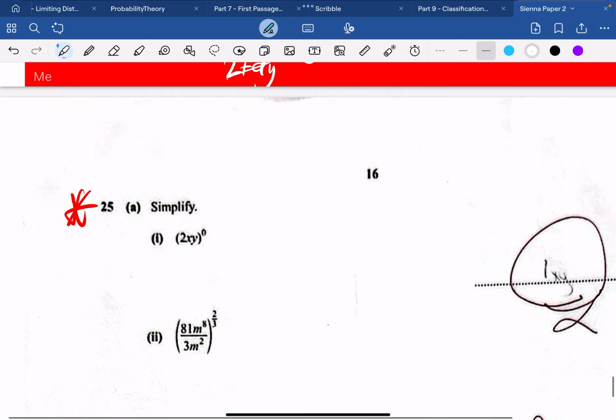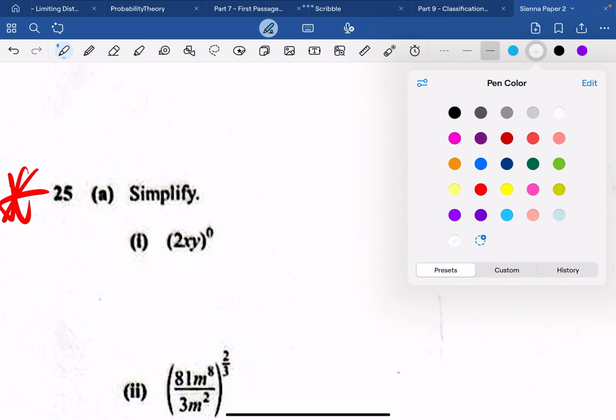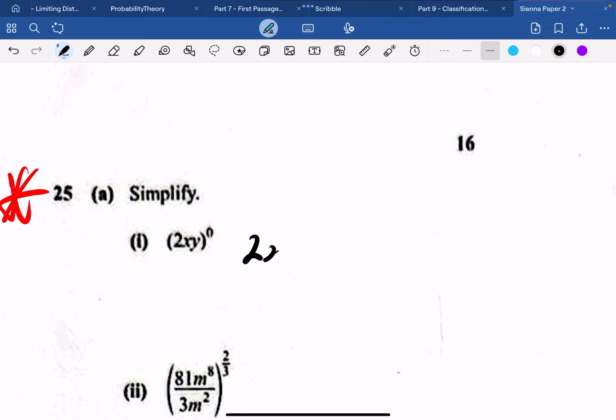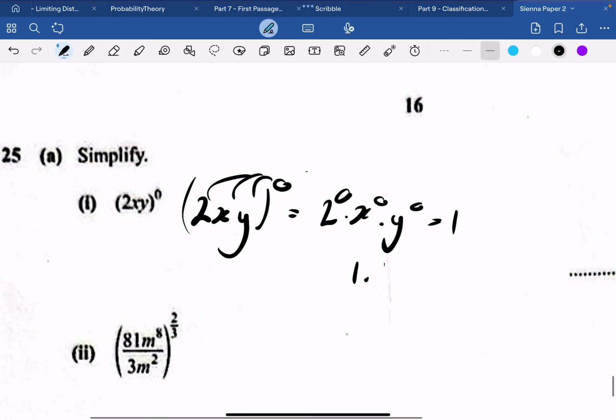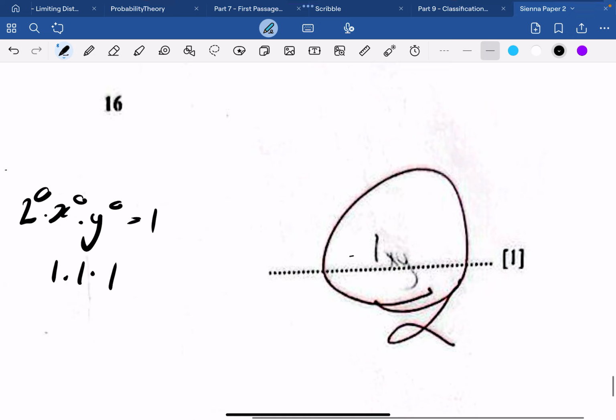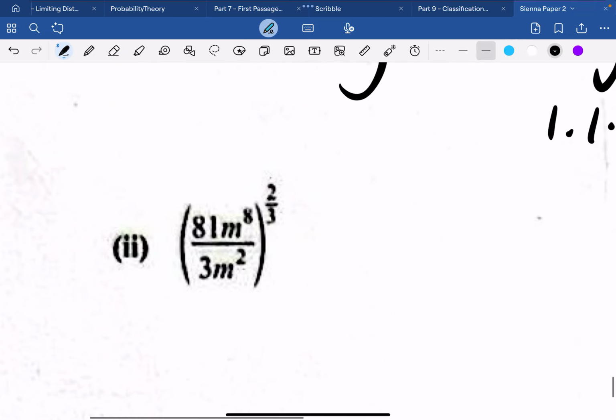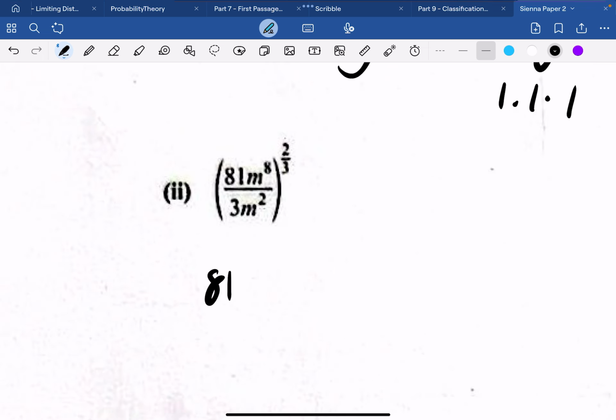Okay, simplify. Remember I said in our lesson, so (2xy) to the power 0. Anything to the power of 0 is 1. So remember this distributes in. So we get 2 to the 0 times x to the 0 times y to the 0 equals 1, because it's 1 times 1 times 1. The answer is 1, not times x. Just 1.